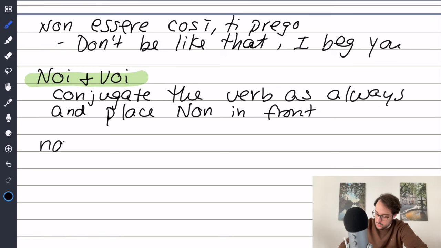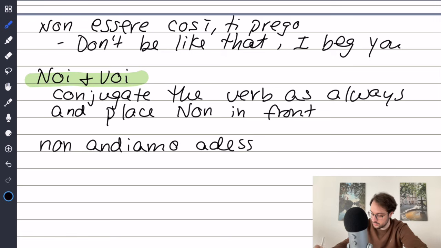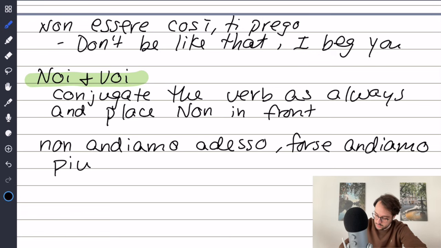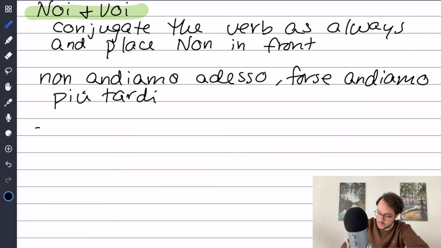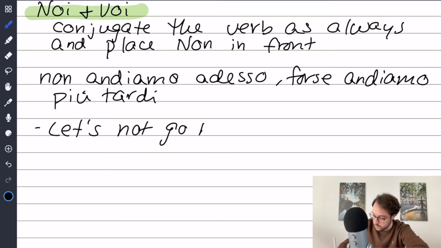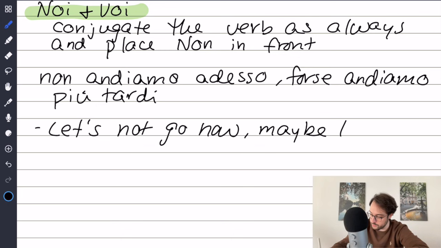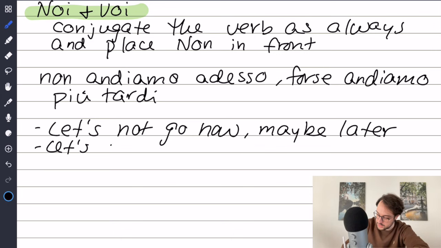So yet again, it's going to look just like any old form of Italian, right? If I say non andiamo adesso, forse, oh, this is actually good. Forse andiamo più tardi. Okay, so what could this mean? Let's see how we could translate this. Let's not go now. Maybe later, okay? Can have that as a translation. It could mean let's not go right now. Can also mean that.